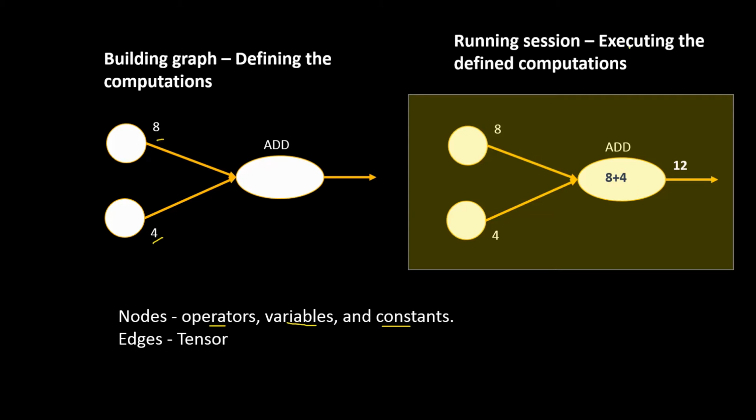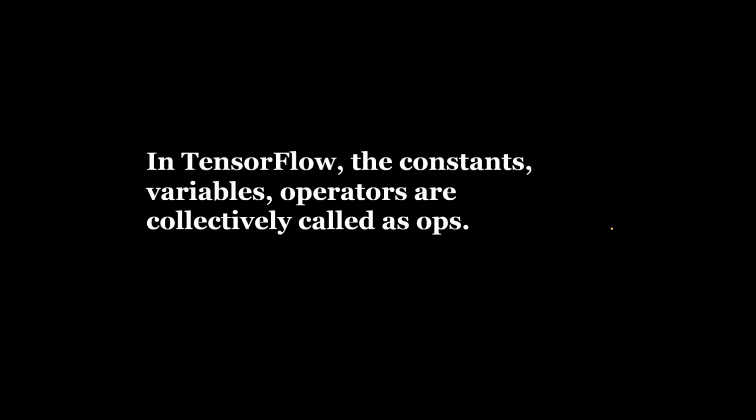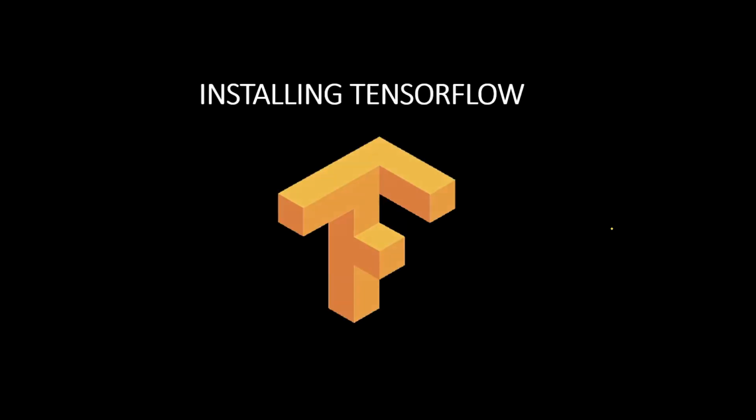And then running the session means executing this defined computation in a session. When we execute it, this 8 will flow here, 4 will flow here, this add operation will be computed, and we'll get the result 12. So here we defined the variables and the operations, and here we execute them, in the session. In TensorFlow, the constants, variables and operations are collectively known as ops. So you will get that in your vocabulary. And now, coming to installing TensorFlow.